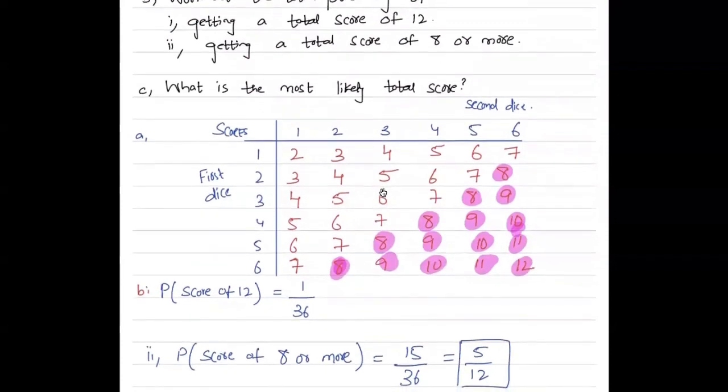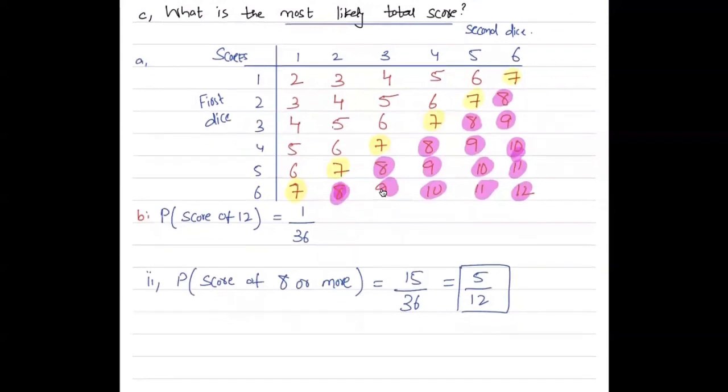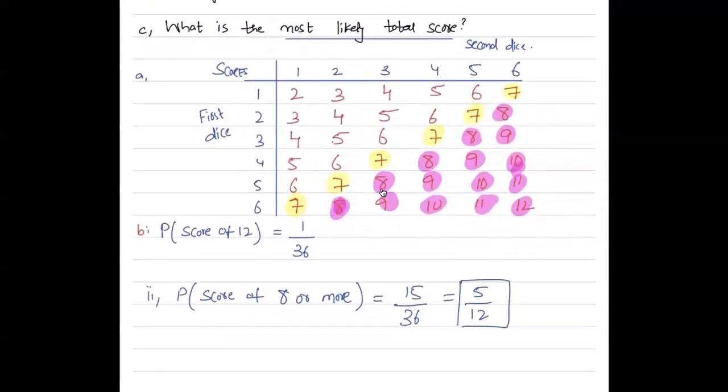Part C says, what is the most likely total score? The most likely total score is going to be the one with the highest frequency of occurrence. So which score is repeating itself the most? 7. Okay. So the most frequent score, or the most likely total score, because 7 occurs most of the time, so the probability of 7 is going to be the maximum.